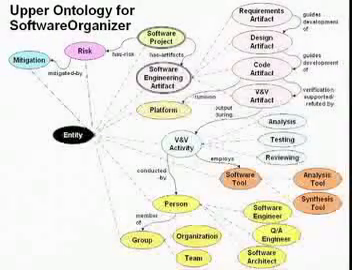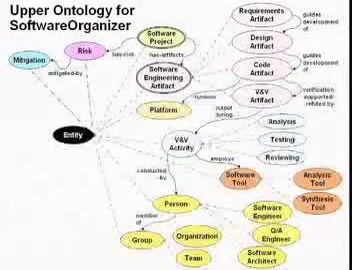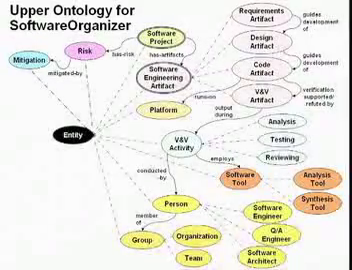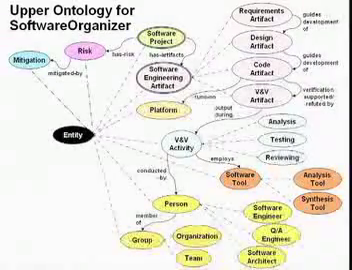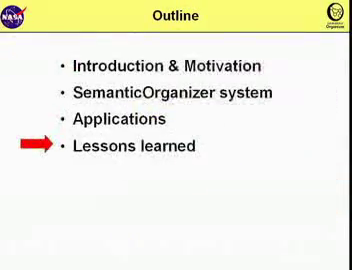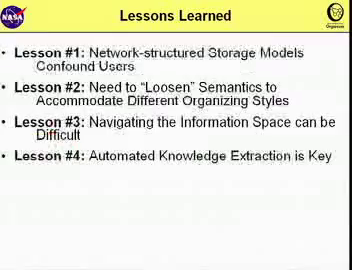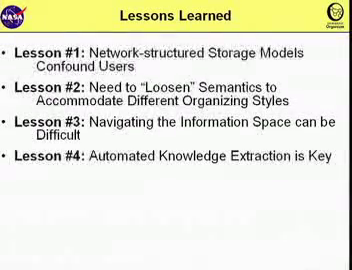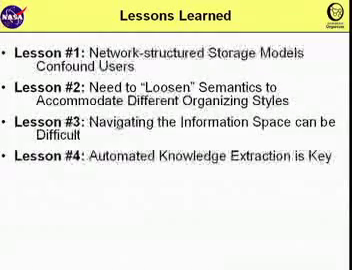This just gives you a sense for the upper ontology for Software Organizer. I'm not going to really say much about the various types of artifacts that are represented here. This is just a depiction anyway. But I want to go on to the last part of the talk, and that's lessons learned, some of which I think are probably applicable here to work going on at Google.